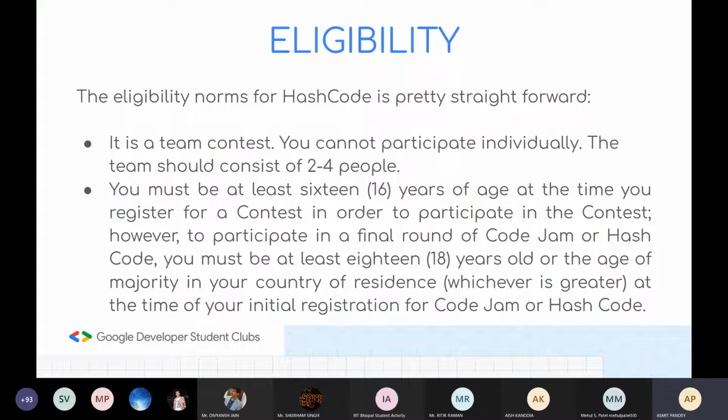You must be at least 16 years of age at the time of your registration for a contest in order to participate in the contest. However, to participate in a final round of CodeJam or HashCode, you must be at least 18 years or older, or 18 years old or the age of majority in the country of residence.